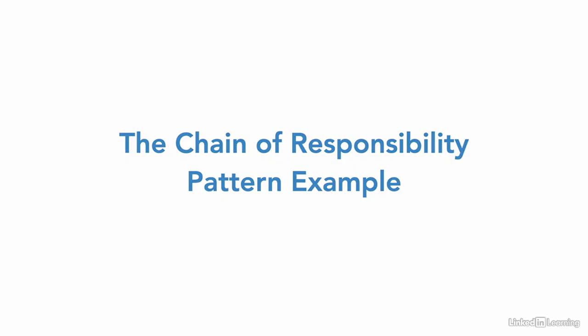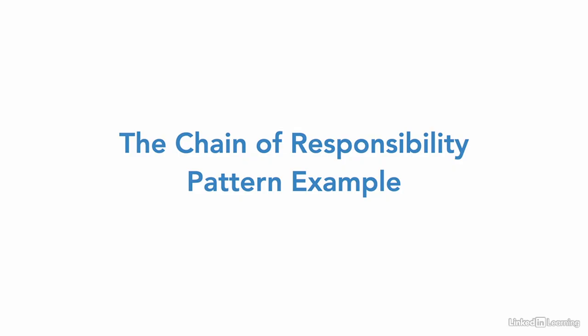Now that we've learned the basics of the chain of responsibility pattern, let's take a look at a concrete example of what this pattern might look like in code. I mentioned previously that the chain of responsibility pattern could be used to implement string validation, and that's the example we're going to be looking at here.